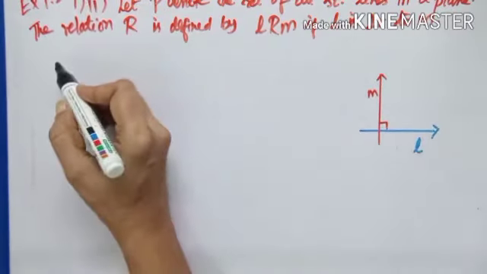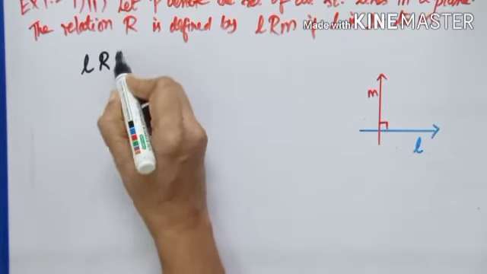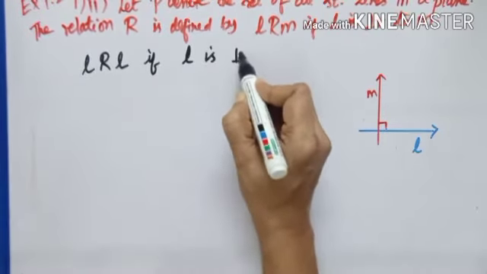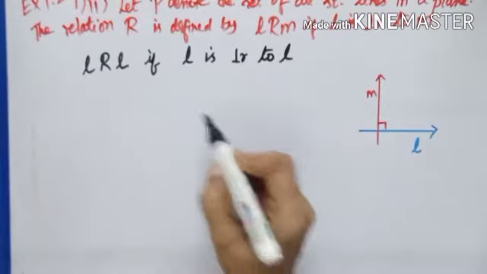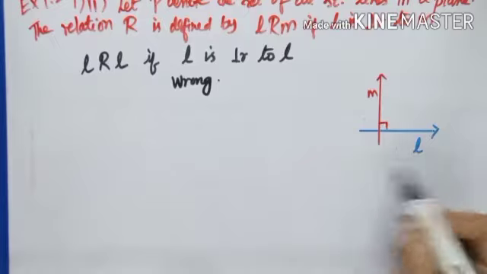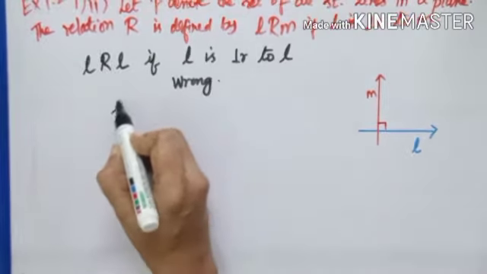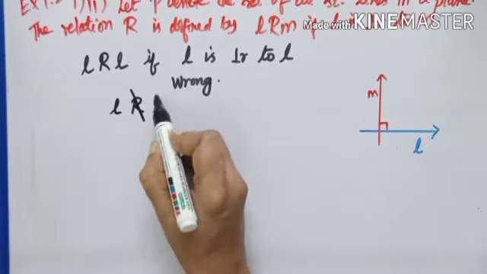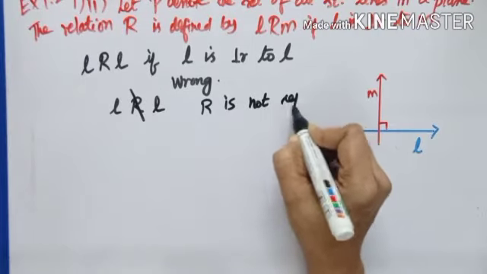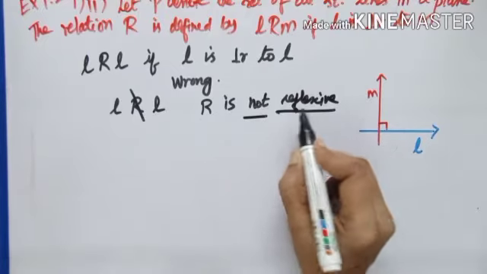So what is my first case? I have to check reflexive. L related to L. What does it mean? L is perpendicular to L. Is it correct? Wrong. Any line is not perpendicular to itself. So L related to L is wrong. So we say L is not related to L. R is not reflexive. The second idea, not reflexive. Let us underline to remember.